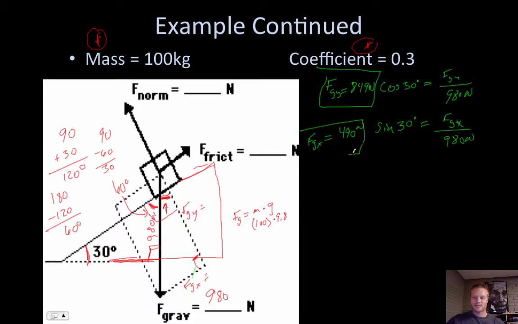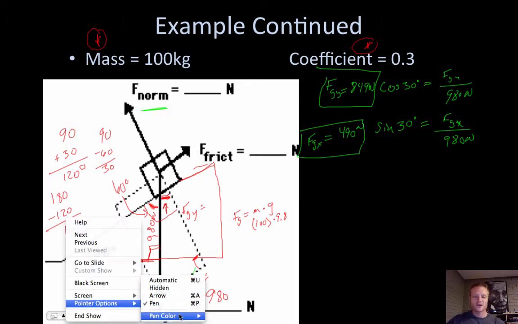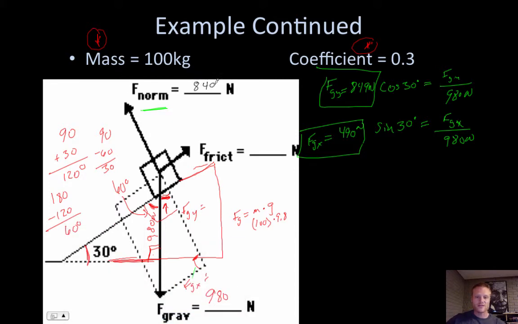Okay, nice. So why do I care about that? Well, basically, F sub gy, there is 849 newtons of force pushing directly down or perpendicular to the inclined plane. So who's going to balance that 849 newtons in the y direction? Well, that is the normal force, right? And so I now know what the normal force is. I know the normal force is 849 newtons, okay? What is the force of friction? How can I figure out the force of friction?